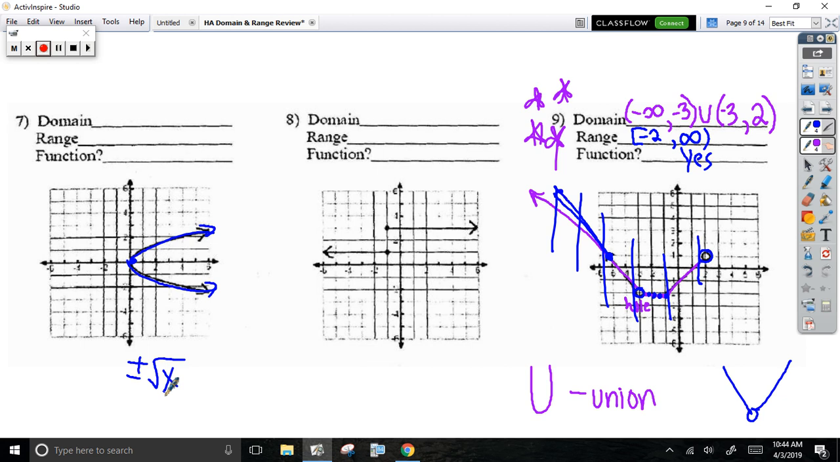Who thinks they know the domain? Maybe someone I haven't heard from yet. The domain. What's the furthest it goes on the x-axis? Smallest and largest, left to right. Marissa? 0 to infinity. Good. Bracket 0 to infinity. Or if you're an inequality person, x is greater than or equal to 0. Range.